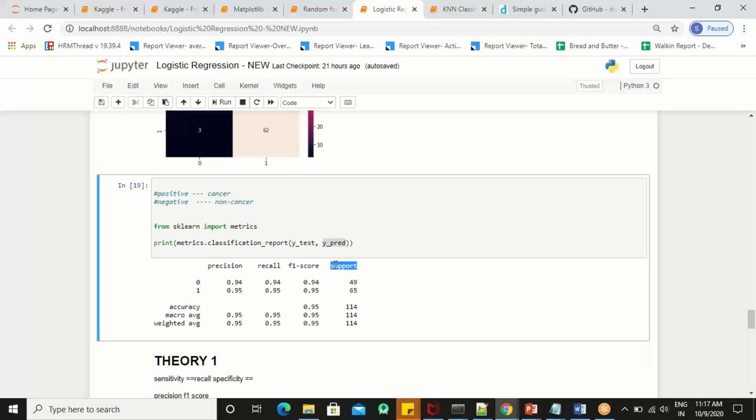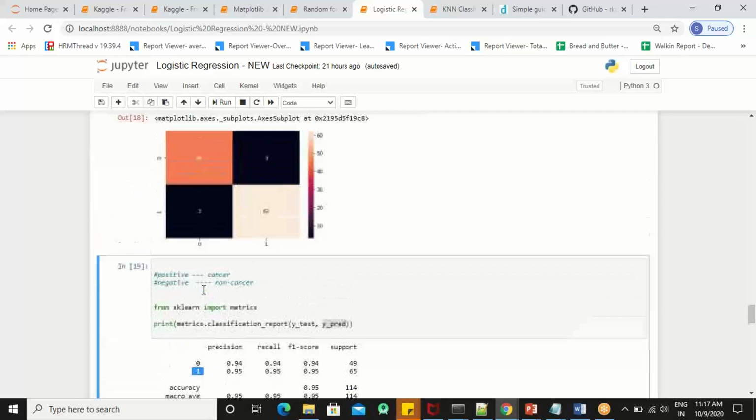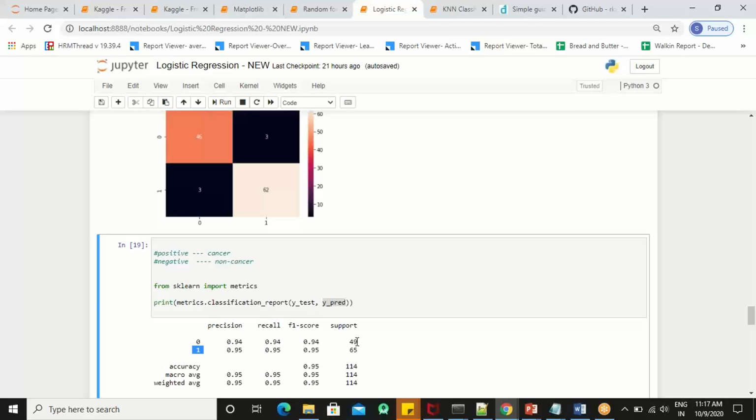What is support? Support is simply the number of records that support that particular decision. For example, how many records belong to class 0, how many records to class 1. So if you look here, you have 49 records of the 0th class, 46 plus 3, 49, and then 65 records that support the 1. Then there is this accuracy, which is this thing. Okay, the accuracy of the model.